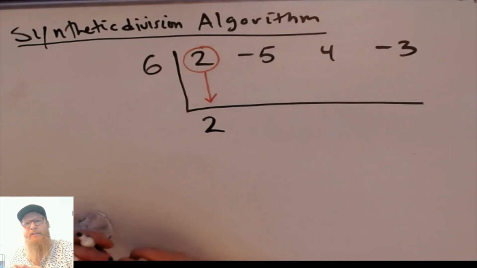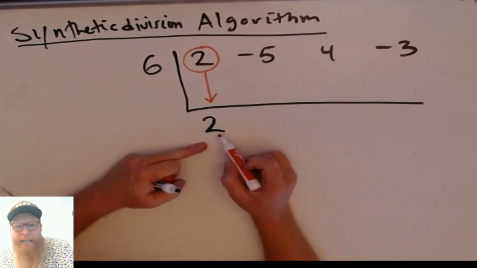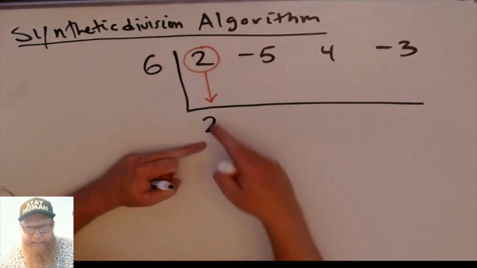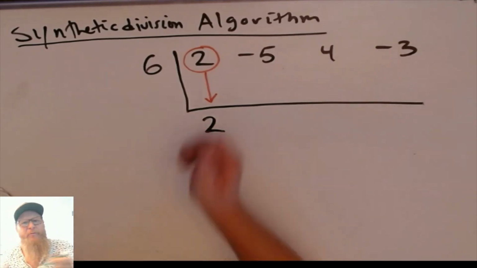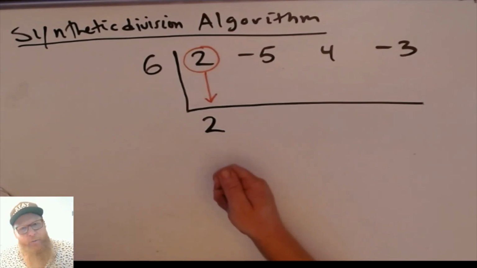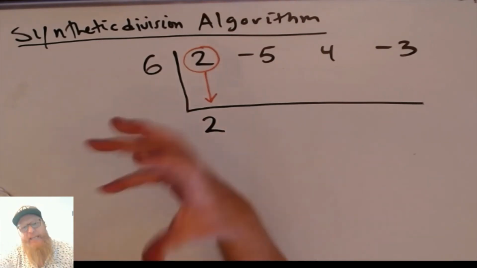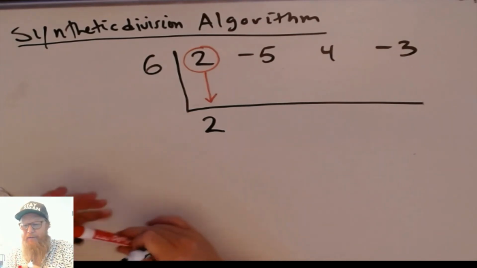Now I want to make something clear. When you bring that down, don't do anything to it. Just bring it down to get the ball rolling. Sometimes we refer to that as winding it up or setting it, kind of like you do with a clock or something. You know, you're getting the momentum going. You're winding it up, or setting the clock.